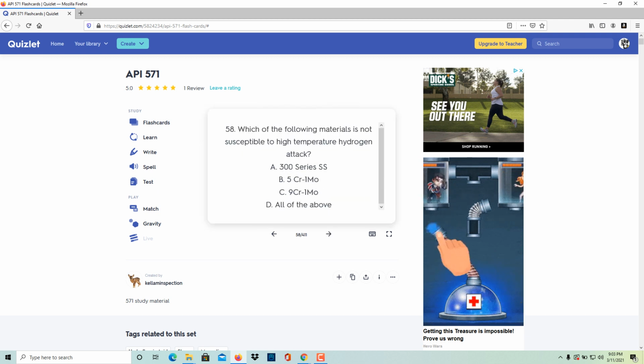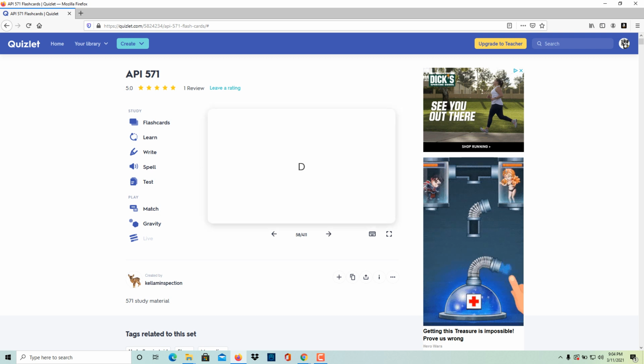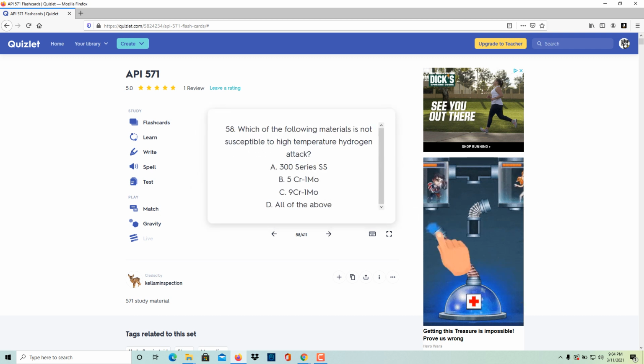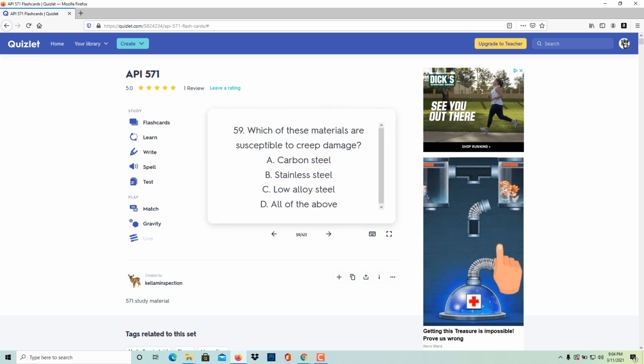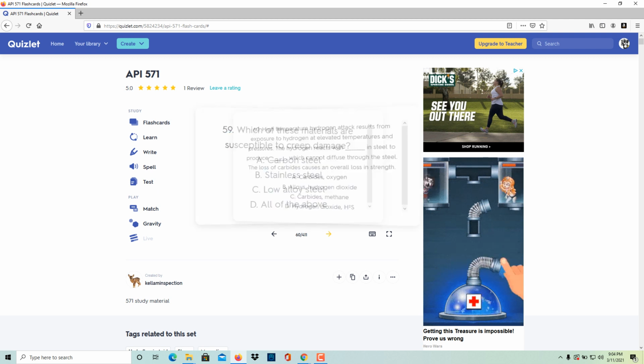Which of the following materials is not susceptible to high temperature hydrogen attack? I think all those are susceptible. They all are. 300 series SS, 5 chrome 1 moly, 9 chrome 1 moly. Which of the following materials are susceptible to creep damage? I think they all are as well. D. Carbon steel, stainless steel, and low alloy steel can all suffer creep damage.